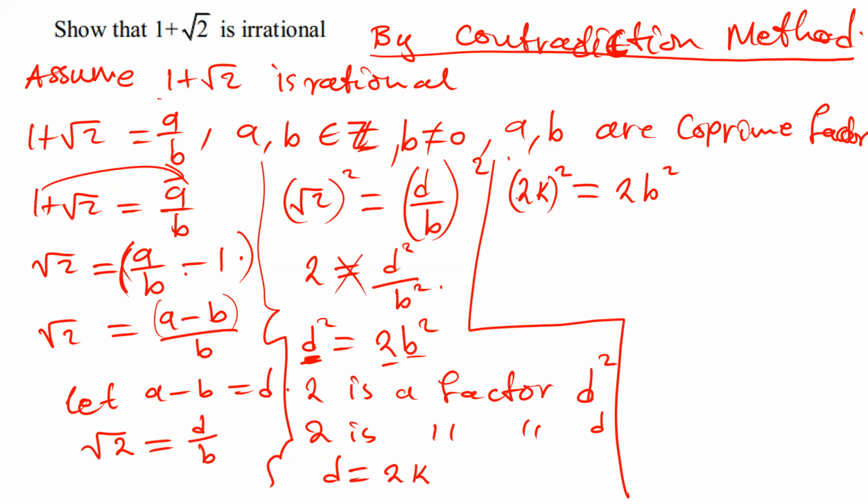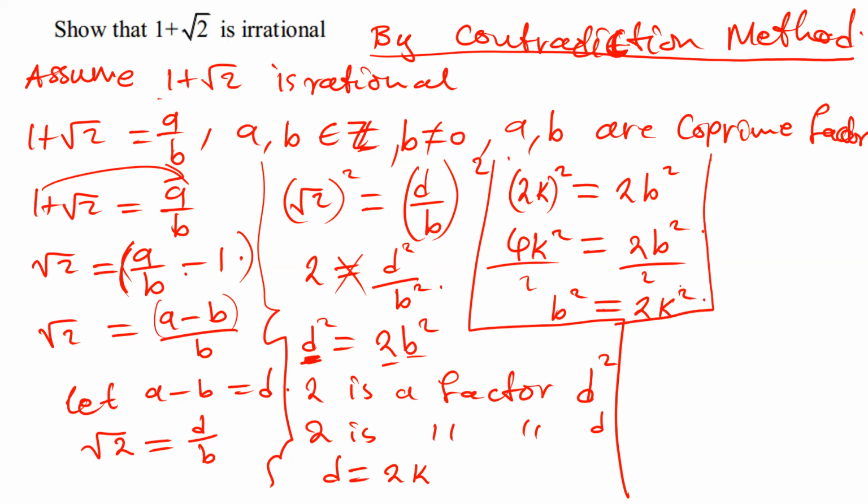So we have 2k squared, and when you simplify this, you get 4k squared being equal to 2b squared. Here I'm going to divide by 2 on both sides so that I get b squared being equal to 2k squared. Okay, so now the next thing we need to do is to observe what is happening here. You can say 2 is a factor of what? 2 is a factor of b squared, and the same 2 is also a factor of b.